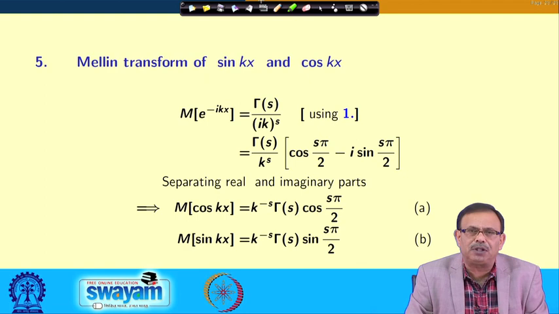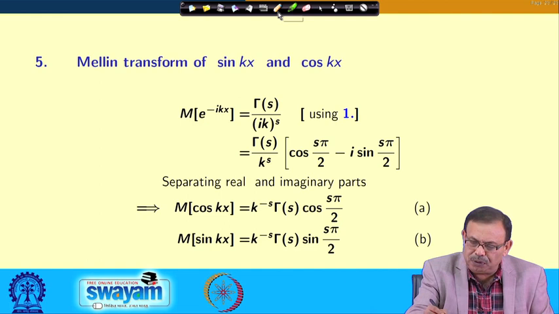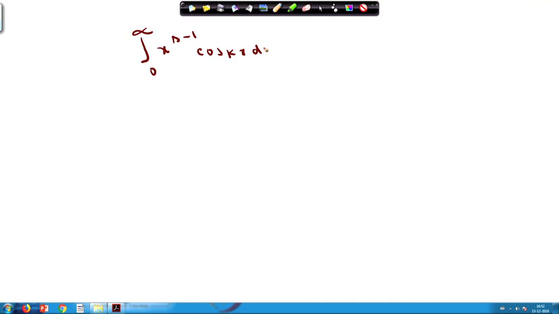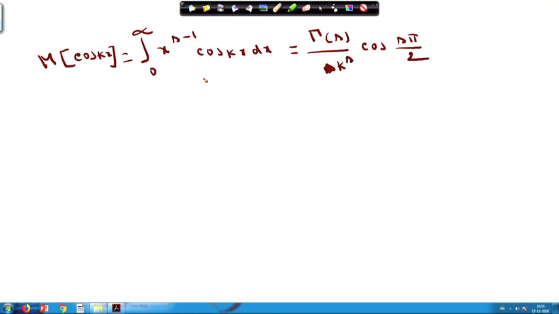Now, I will see, using the Mellin transform of cos kx, can I find out the Fourier transform of this. To do this, the integral from 0 to infinity of x to the power s minus 1 cos kx dx is nothing but the Mellin transform of cos kx, whose value we have just now evaluated: gamma s by k to the power s into cos of s pi by 2. This is already evaluated. And now, what is the Fourier cosine transform of x to the power s minus 1?